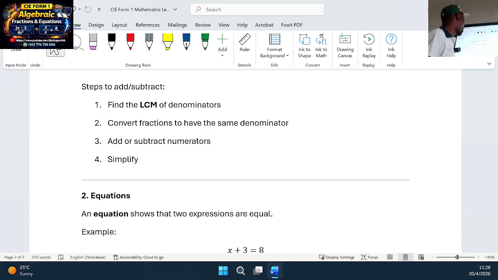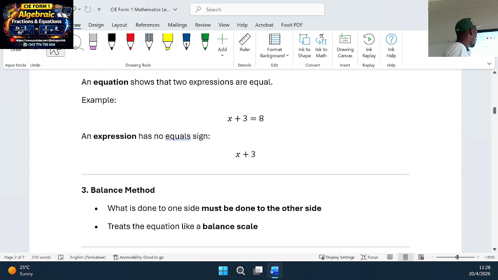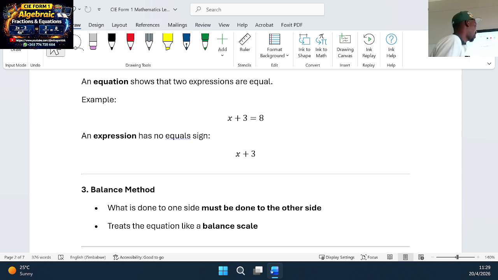Next, when we're talking about equations, what we want to show is that two expressions should be equal. In other words, there are two expressions separated by an equality sign. An expression has no equal sign, just a combination of terms. When we say combination of terms, you are adding or subtracting a term or a coefficient in a variable.